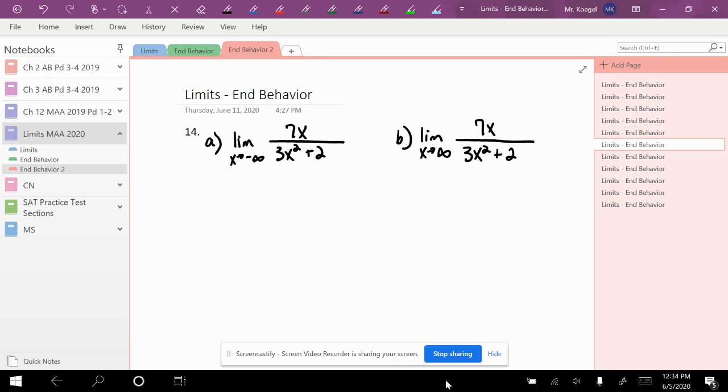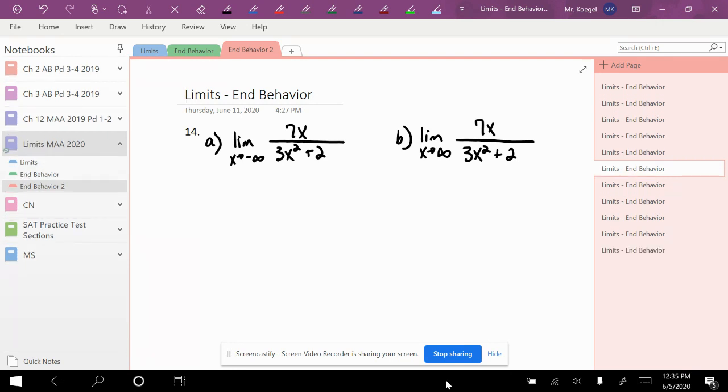All right. In example 14, we're going to look at the left end and right end behavior of a rational function, 7x divided by 3x squared plus 2. We're going to use this problem for an additional check for understanding, and then we're going to talk a little bit more about the way the function behaves. So what I want you to do now is press pause, evaluate these two limits, and then come back when you're done.